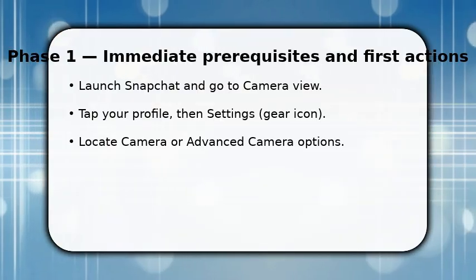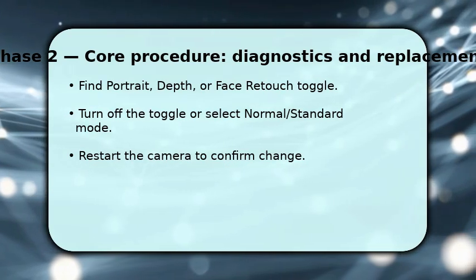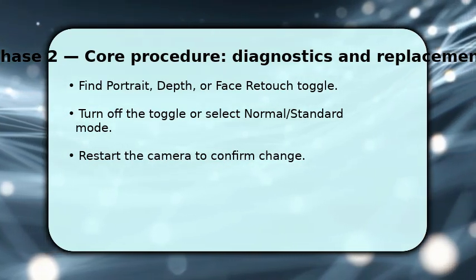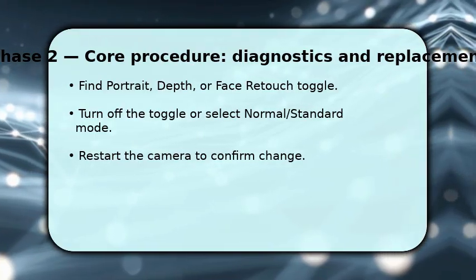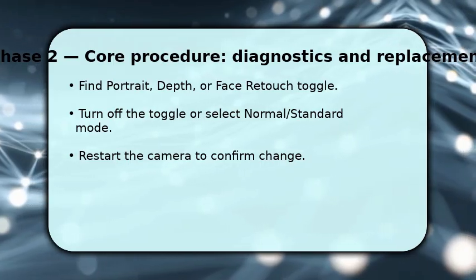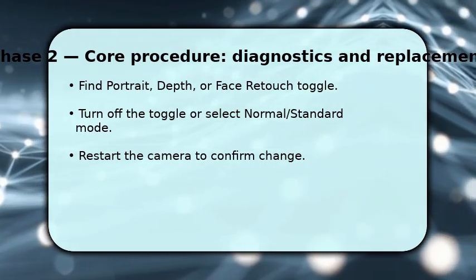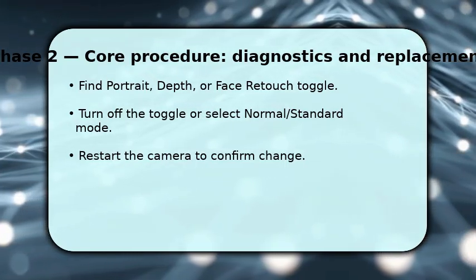Next, you'll change the specific mode that creates the blurred background effect. Once you've found the portrait, depth, or face retouch toggle, switch it off to remove background blur and depth processing. You might instead pick normal or standard camera mode from a drop-down. Choose that to force flat, unprocessed captures. Make sure to check both front and rear camera settings. Some phones save them separately.